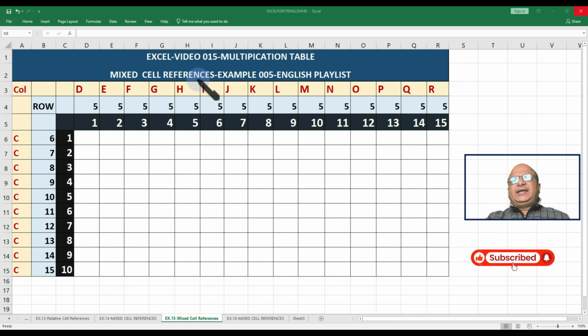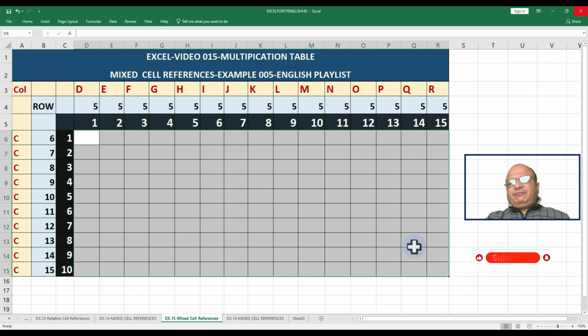The topic of the day is cell reference. We will prepare a multiplication table with the help of mixed cell reference technique. We will apply 150 formulas with the help of mixed cell reference technique. Equal to this, cell address D5 is selected.